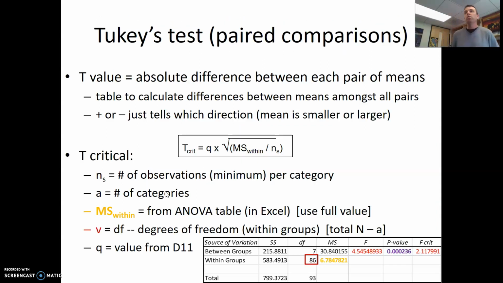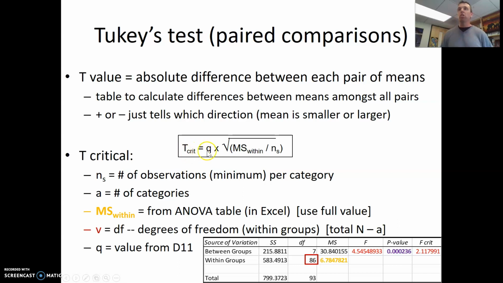So, in order to create that minimum difference between two means to call it significant, we need to create our Tcritical. Right? The t-value is the difference between each pair of means, so the absolute difference. So if I have a mean of 8 and a mean of 6, my t-value between those two groups is 2, 8 minus 6. Right? So the t-values are simply calculating one group's mean minus the other group's mean, for all the different pairs. But the Tcritical gets a little bit more complex, and this uses the information we have from our ANOVA to calculate that minimum difference to call it significant.